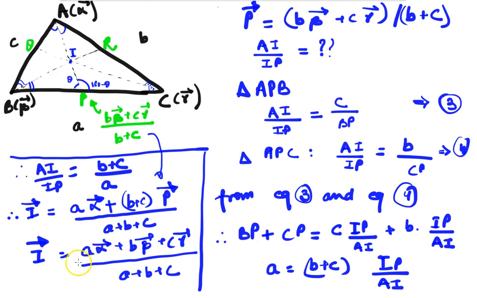So the position vector of the incenter of a triangle is given by A alpha vector plus B beta vector plus C gamma vector divided by A plus B plus C. Great. In the subsequent videos, we would do the solution for the other two quizzes.